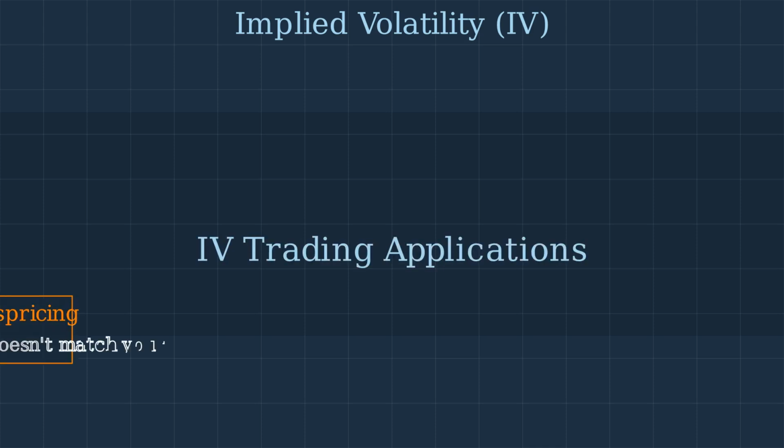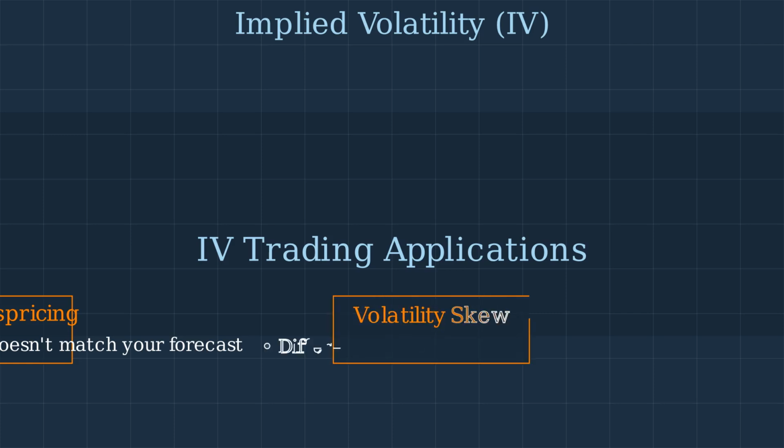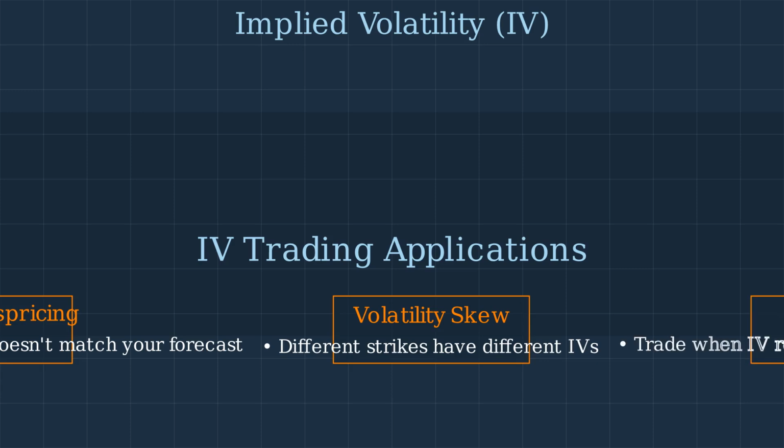Options traders use implied volatility in several ways. First, they identify potential mispricing, where IV doesn't match their own market forecast. They also analyze volatility skew, where different strike prices have different implied volatilities, often indicating market sentiment. Finally, traders often look for IV extremes. When IV reaches historical highs or lows, it may present specific trading opportunities.